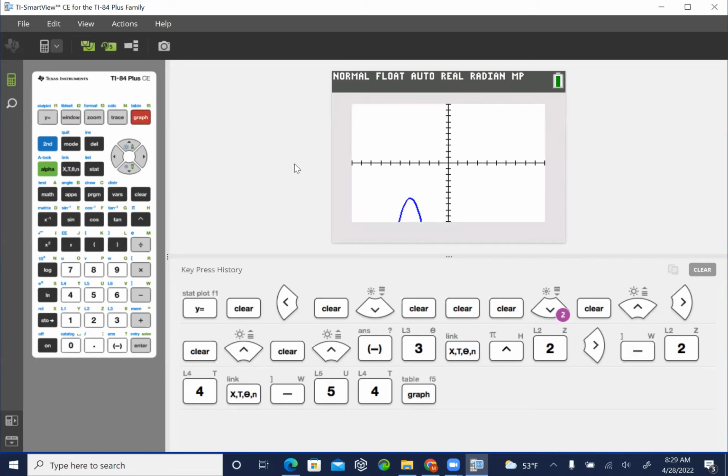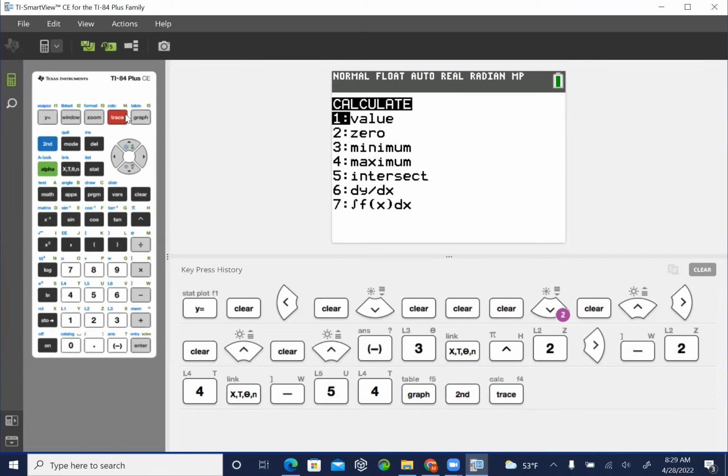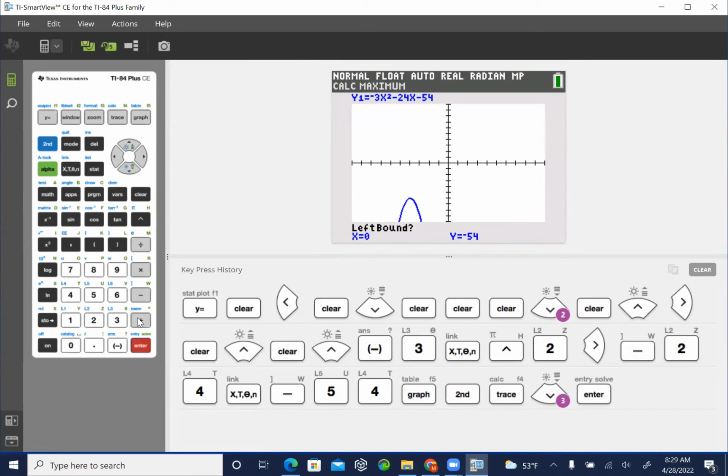I'm going to eyeball it. I can tell that my vertex should be way down here. So it is on my screen. So that's nice. Then when I go to find it, I want to do second calc. And I want to, that was definitely a maximum because it never got any higher than that. So I'd hit enter here. And I want to pick something to the left and something to the right, but I don't even see my cursor here.